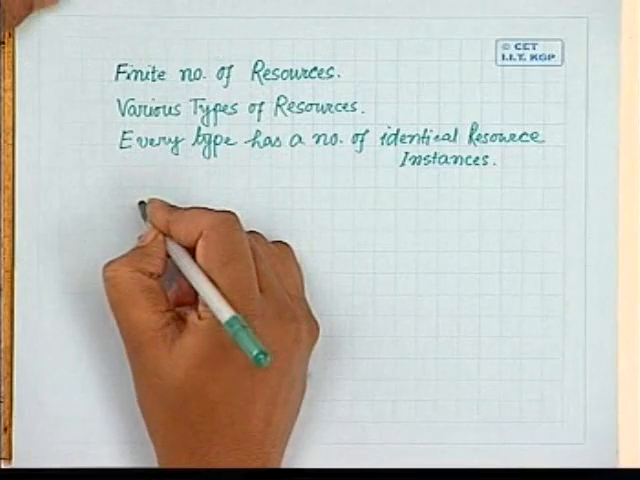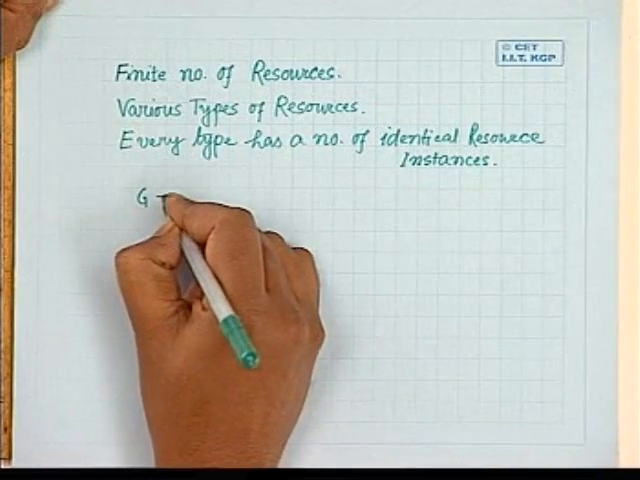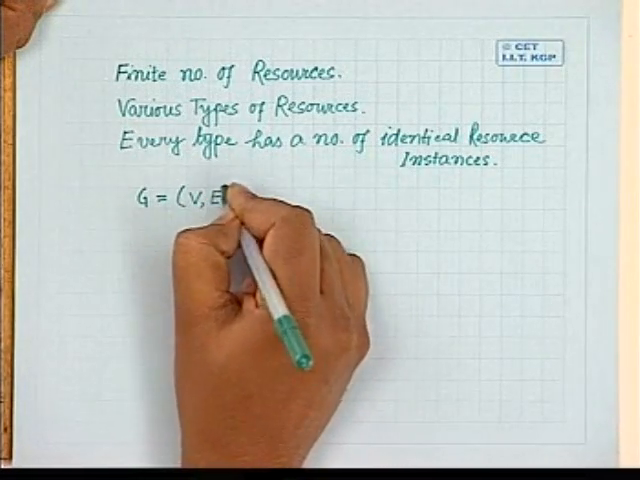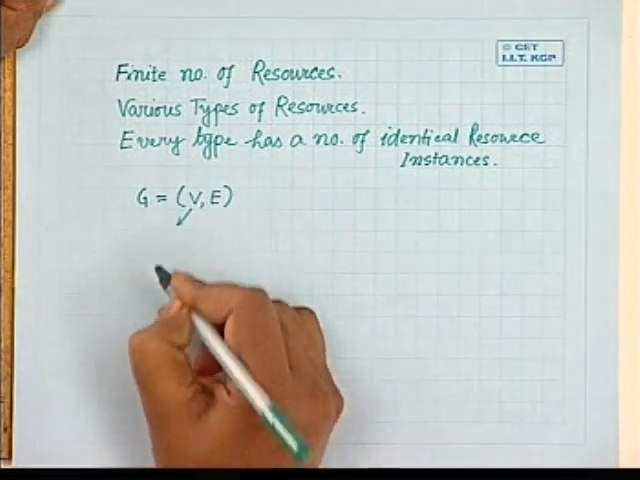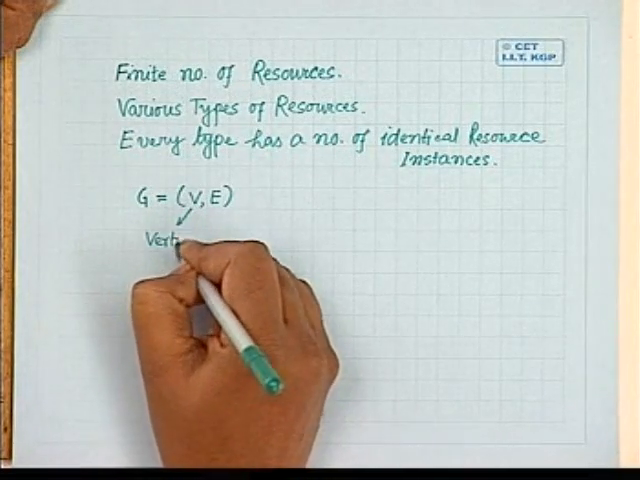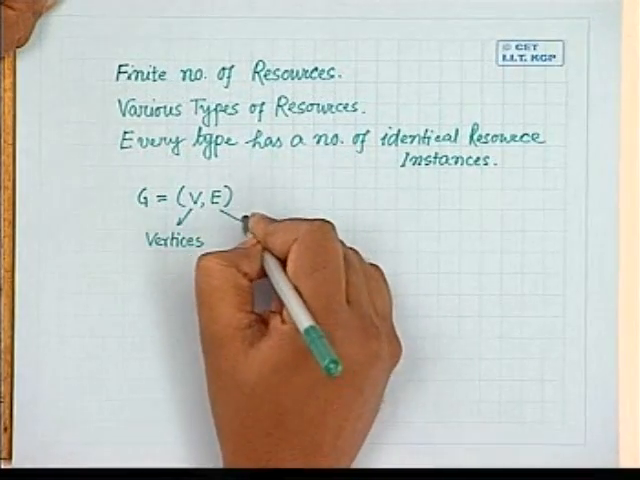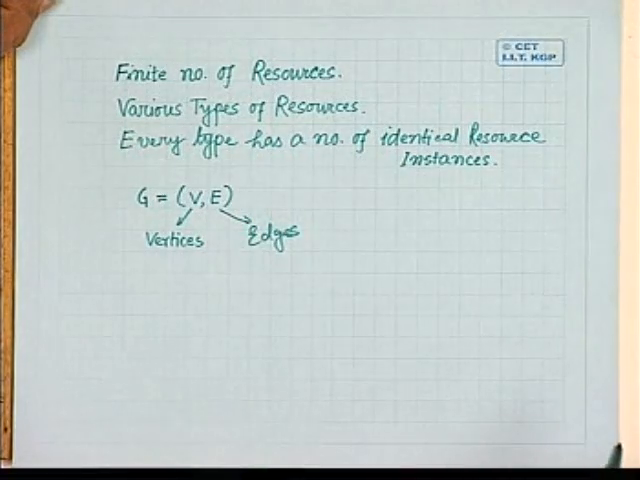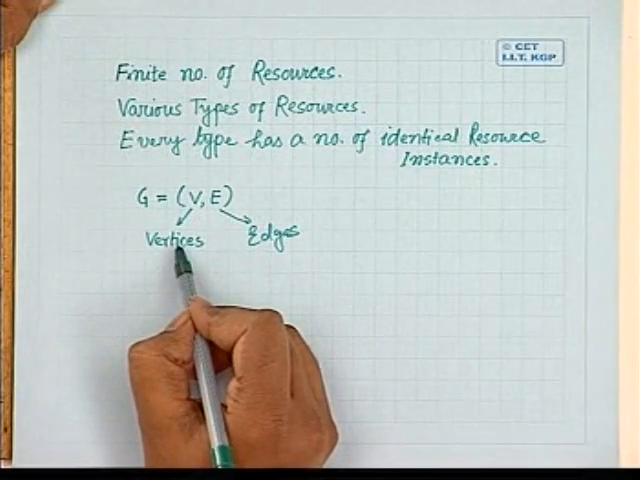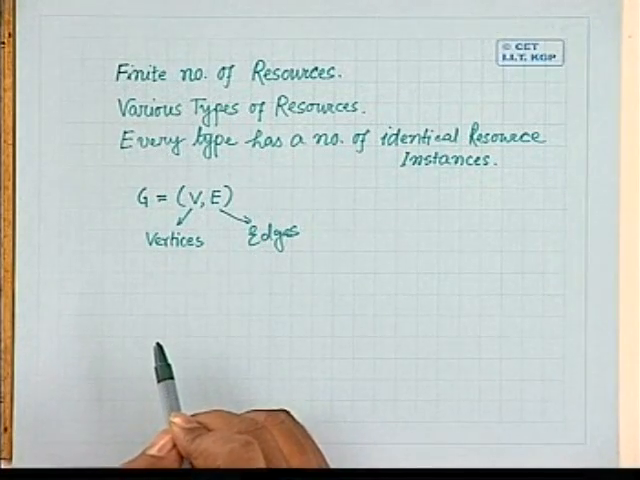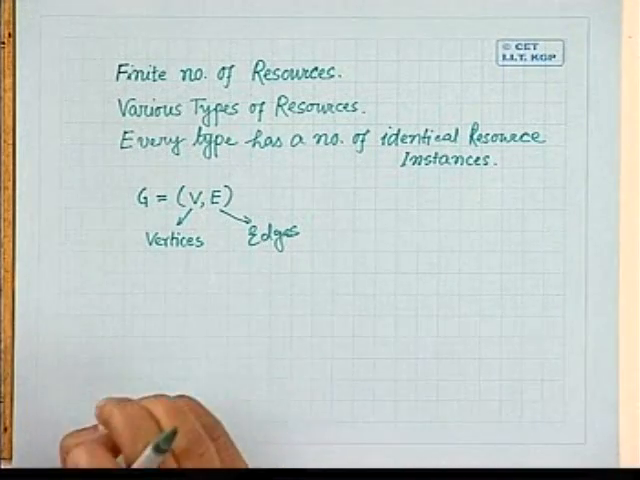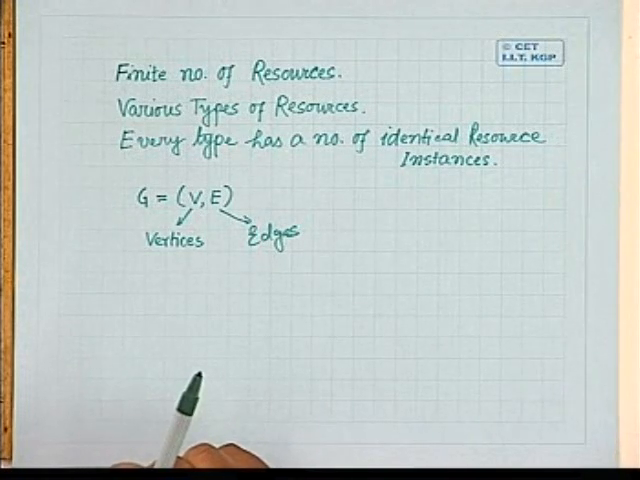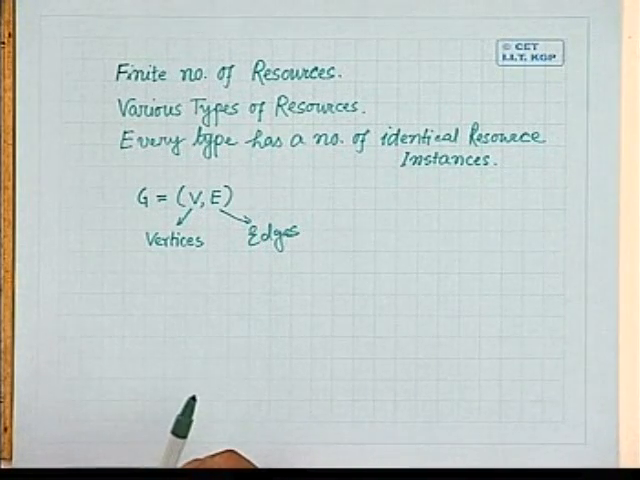As you all know, a graph is represented by a pair, V and E, where V is the set of vertices in the graph and E is the set of edges in the graph. Okay. Now the vertices in this case will be of two types. We'll have some vertices which represent the processes in the system, and we'll have some other vertices which will represent the resource types in the system.